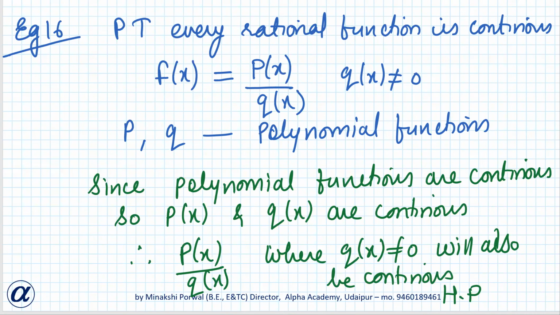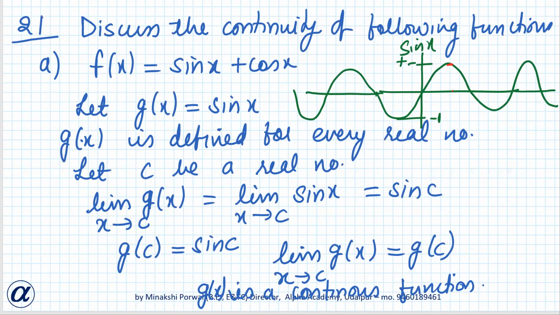Then example 17: discuss the continuity of sine function. Sine function we have already discussed. To prove that the sine function is continuous, we have to do it this way only. Let fx equal sin x. For sin x, you can just prove that limit x tends to c, where c is a point on the number line, of fx equals f of c.